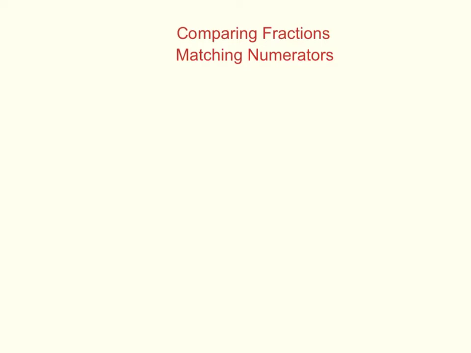Okay, now that we've talked about matching denominators, let's talk about matching numerators. Let's take a fraction of 3/9 and compare it to 3/20. Now, before we talked about that the larger or the smaller denominator always has the largest parts, which we know that from our models.